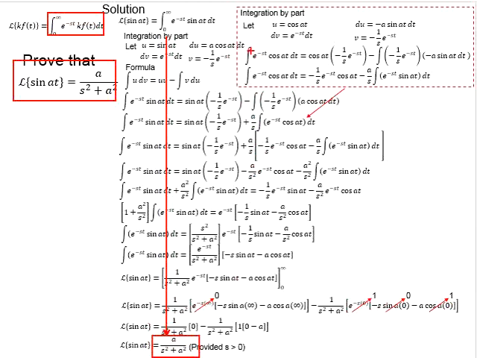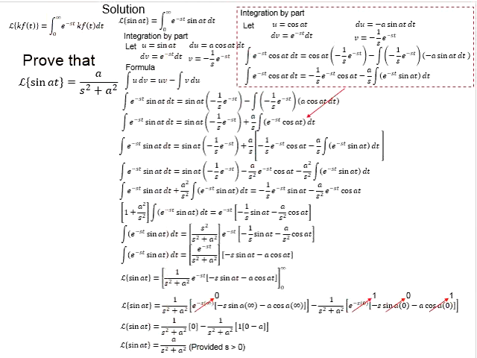To do so, you will have to substitute this sine at into the formula for the Laplace transform here, which will give you this. You will have two functions in the integration. With that, you will have to integrate the functions by parts. Take u equals sine at and dv equals the remaining of the function, which is e power of negative st dt.